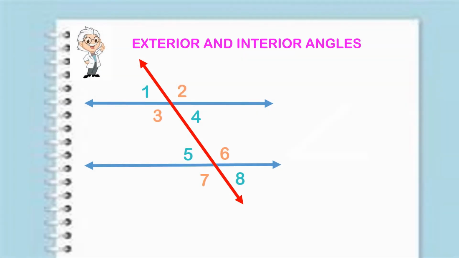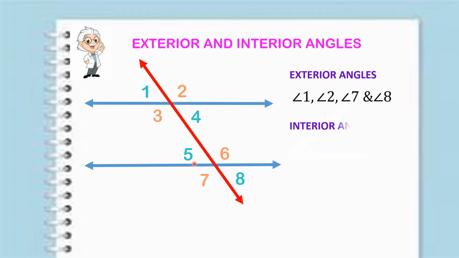The exterior and interior angles. In this figure, the exterior angles are angles 1, 2, 7, and 8. If you notice in this figure, these four angles are outside these two parallel lines, whereas the interior angles, from the word interior, inside, are angles 3, 4, 5, and 6, which are inside these two parallel lines.